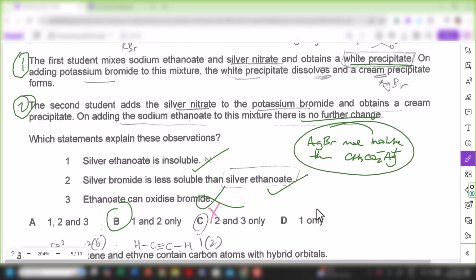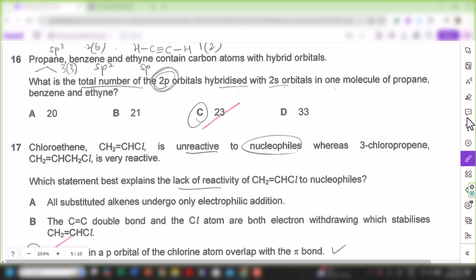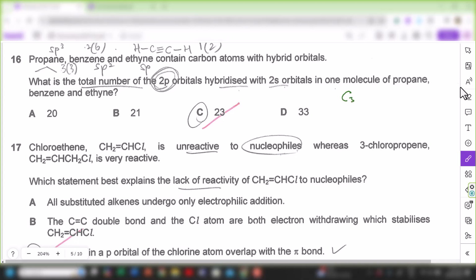So the answer is 1 and 2. Okay, gonna move on. Question 16. We have propane, benzene, ethane, contains carbon atoms with hybrid orbitals. So if we want to, we can write out the formula here. C3H8, then we have benzene, and then we have ethane. So this one should be sp3, sp2, sp.